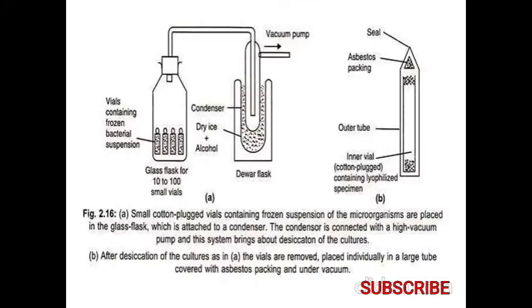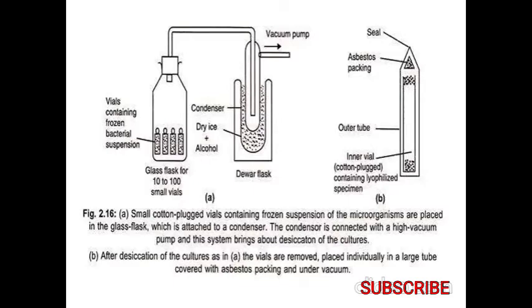This is the diagram which represents two diagrams, diagram A and diagram B. Small cotton plugged vials with frozen suspension of microorganisms are placed in the glass flask, which is attached to a condenser. This condenser is connected with a high vacuum pump, and this system brings about the desiccation of the culture. So it's very simple.